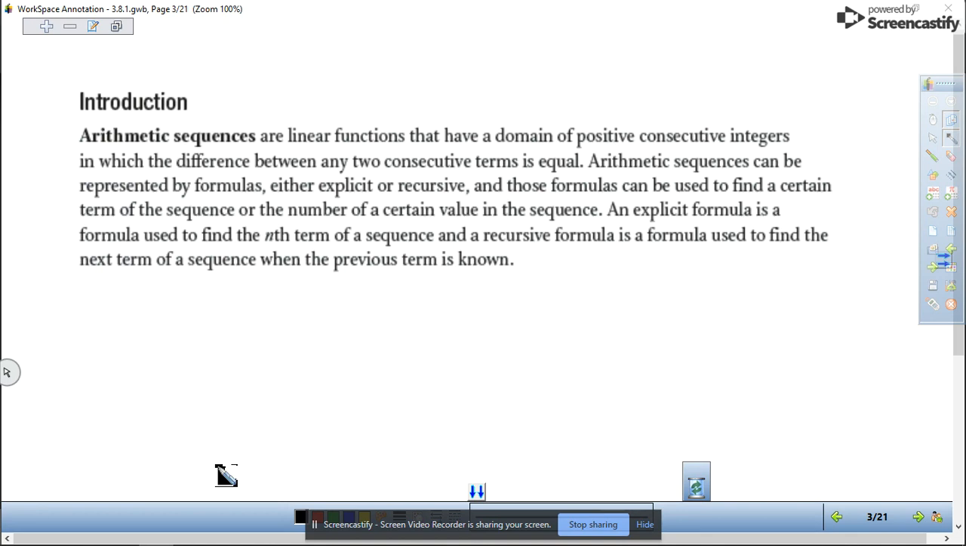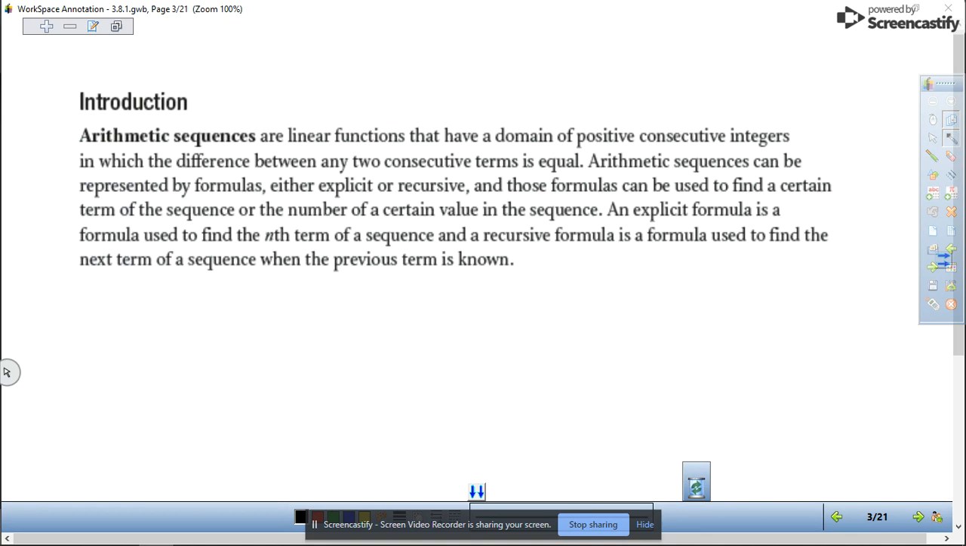The next thing is that they can be represented by formulas, explicit or recursive, and the formulas can be used for certain terms of a sequence. The explicit formula is a formula used to find the nth term in the sequence. Recursive is basically used to find the next number in the sequence. We talked about that a little bit before. And the explicit is going to be used to find any number in the sequence. It's more like a traditional function or equation, more like your slope-intercept form, y equals mx plus b. It's just a slight variation.